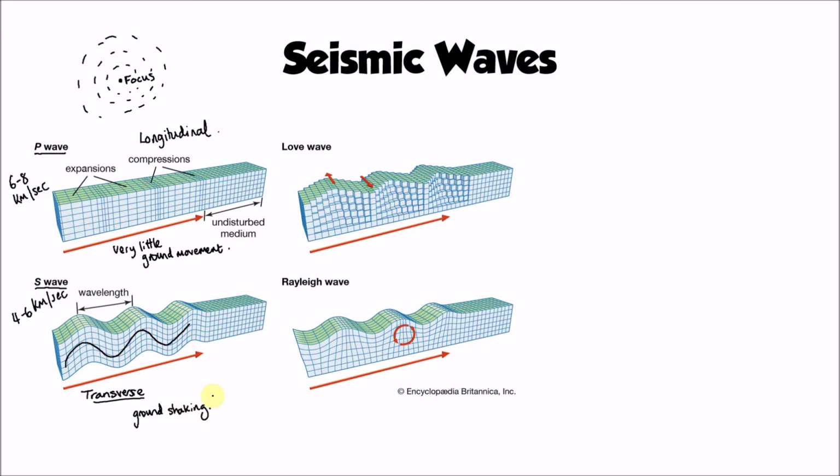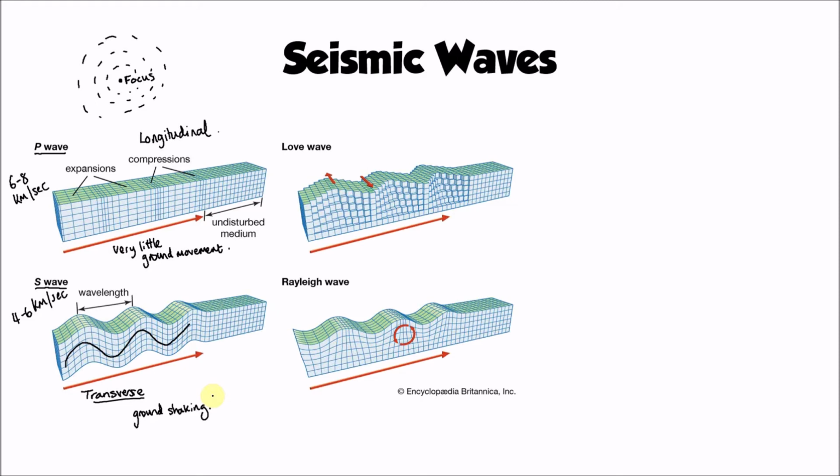So when an earthquake occurs, energy is released from the focus. The P and S waves race towards the surface. The P waves arrive first. They cause almost no ground movement, and then shortly after that, a few seconds later, the S waves will arrive, and that's what creates the rumbling and the shaking of the ground.